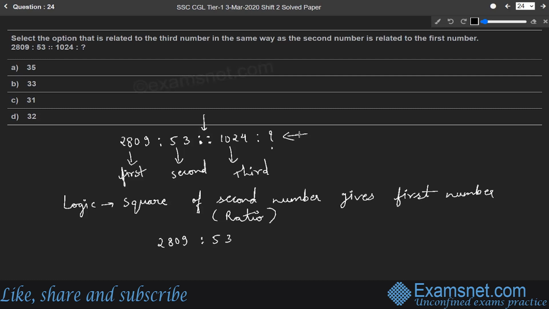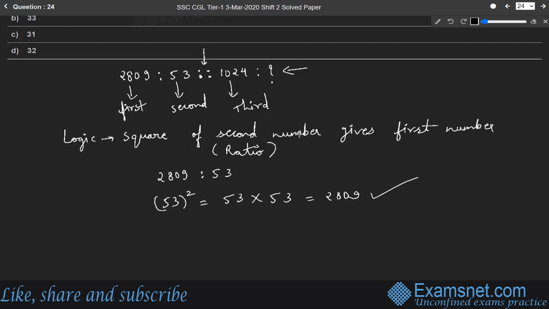So what is second number? 53. So square of 53 should give the first number. 53 square means 53 into 53. So it is equals to 2809, which is the first number. So this logic is absolutely correct. So applying the same logic for the next ratio.